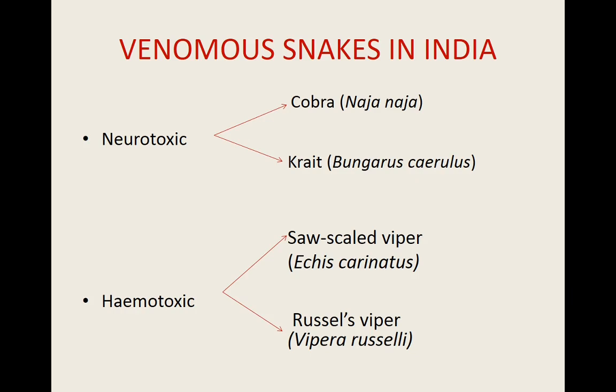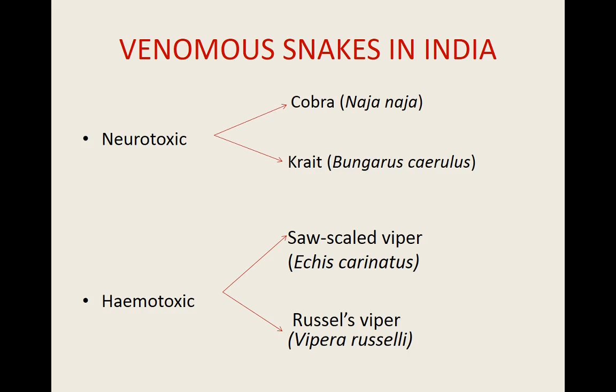So venomous snakes in India. So in India, there are mainly four poisonous species. That is cobra, krait, saw-scaled viper, and Russell's viper. Okay, out of which cobra and krait are neurotoxic. That is, they act primarily on the central nervous system. And vipers, that is saw-scaled viper and Russell's viper, are hemotoxic. They act on the blood or the hematological system.